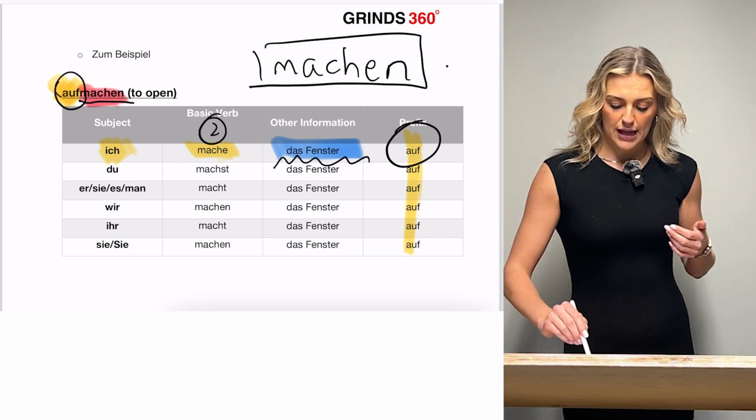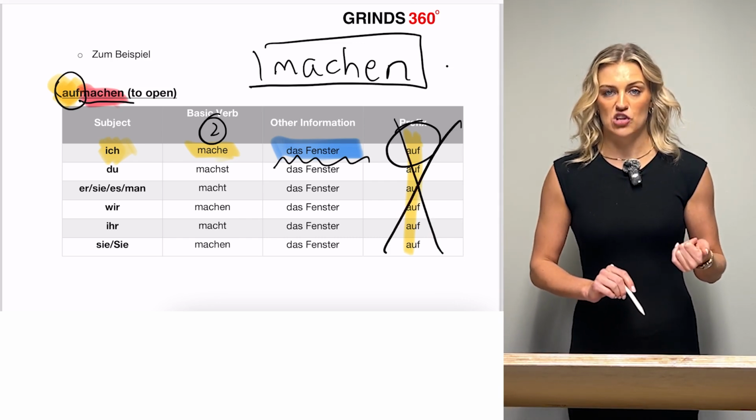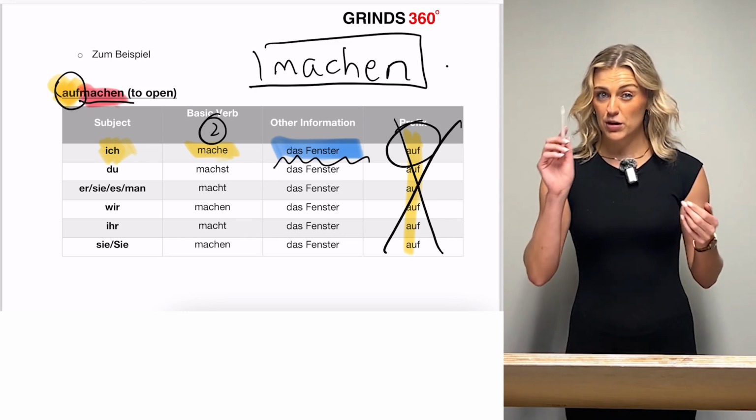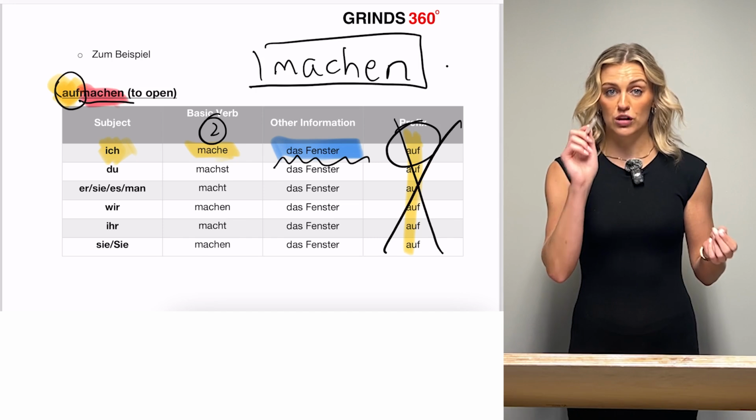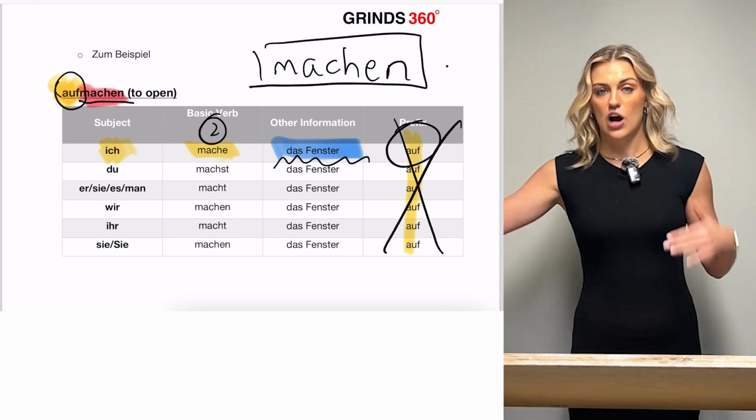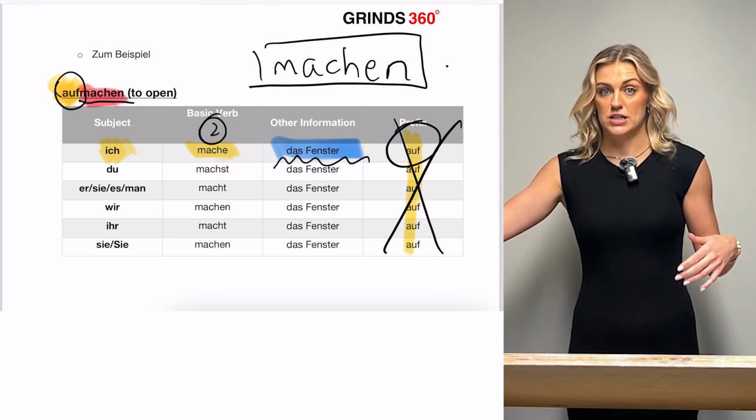If we forgot our prefix at the end, ich mache das Fenster, I make or do the window. So do you see how our prefix is really, really important there? Do not forget it, because it can completely change the meaning of a sentence. Ich mache das Fenster auf, I open the window. Ich mache das Fenster, I make the window.